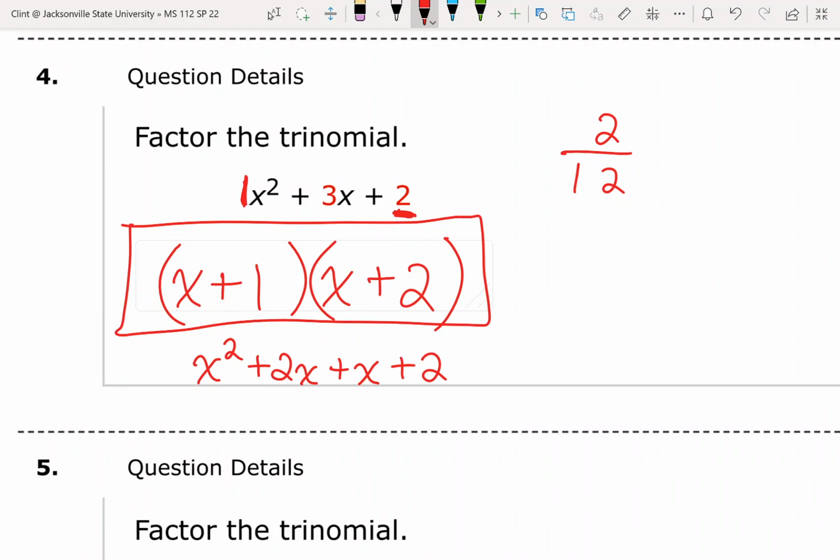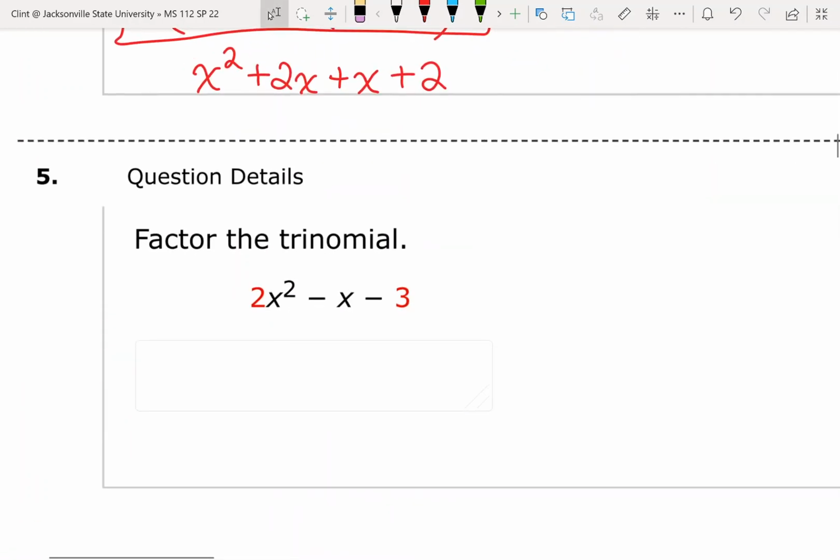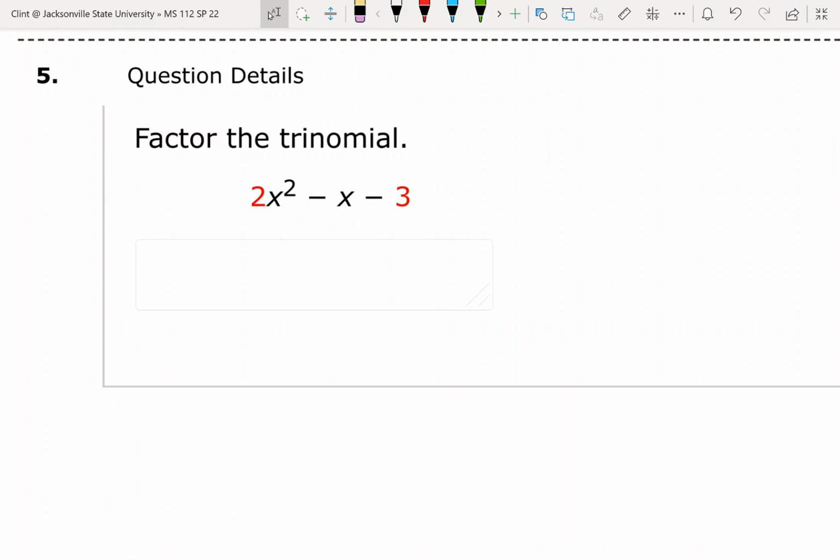Number 5, we've got another trinomial to factor. We're not quite as lucky on this one because we have a leading coefficient that's something other than 1. So to start off on these, we multiply the x squared term with the constant term. So negative 6x squared. We're going to look for factors of that number, negative 6x squared, that will add together and give us negative 1x in the middle.